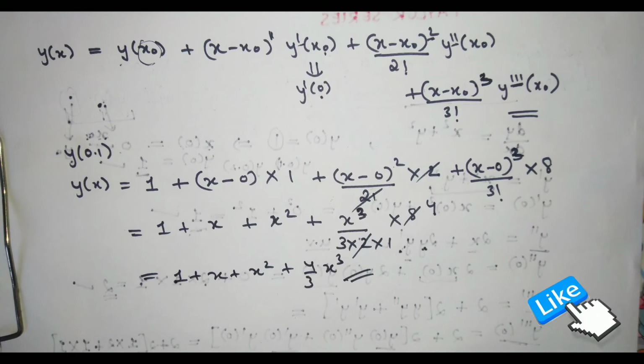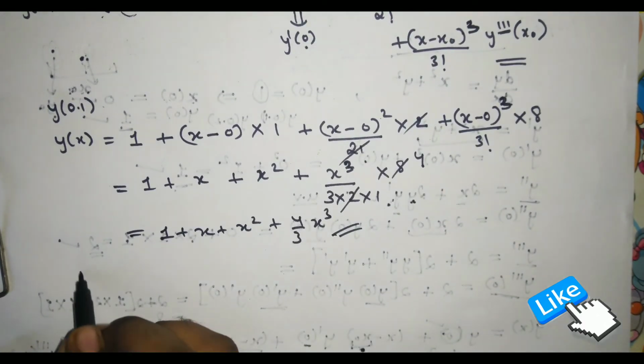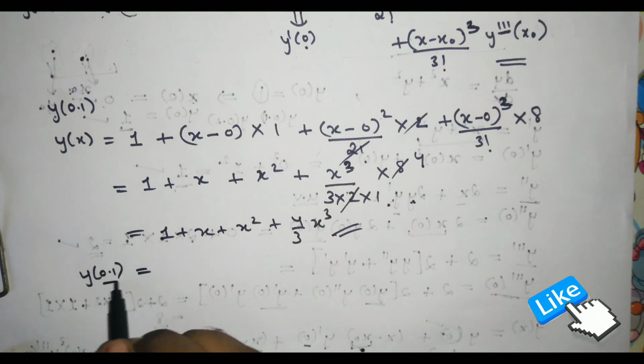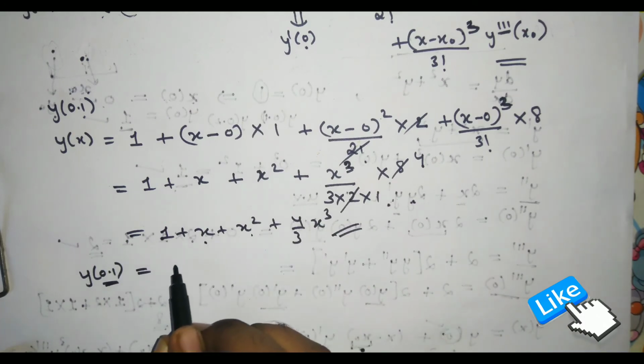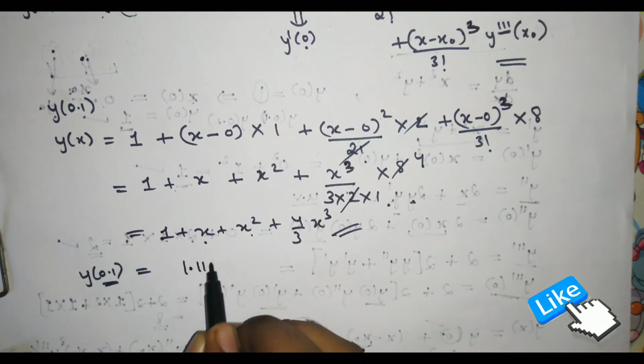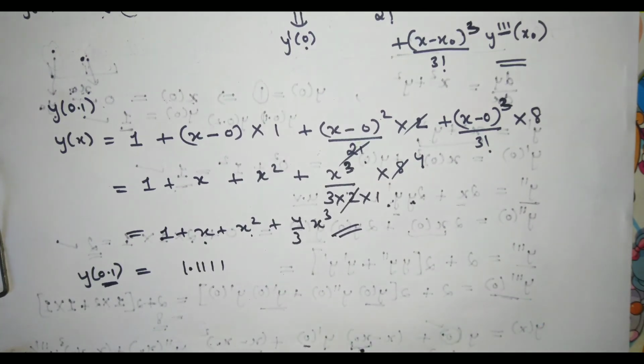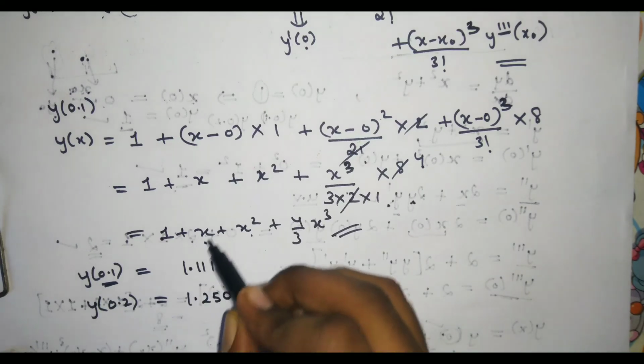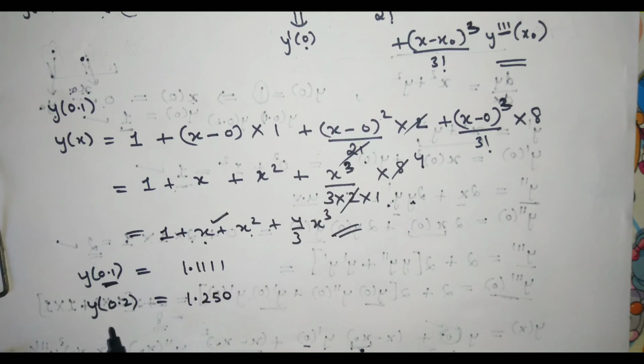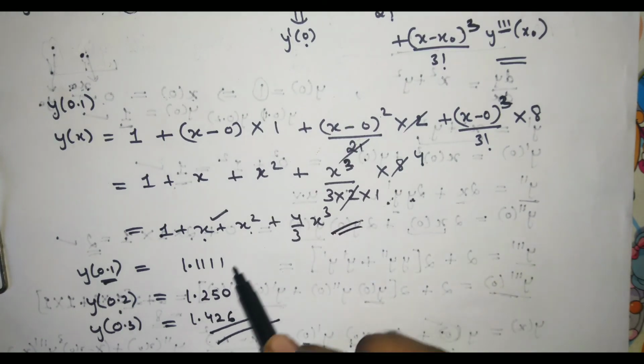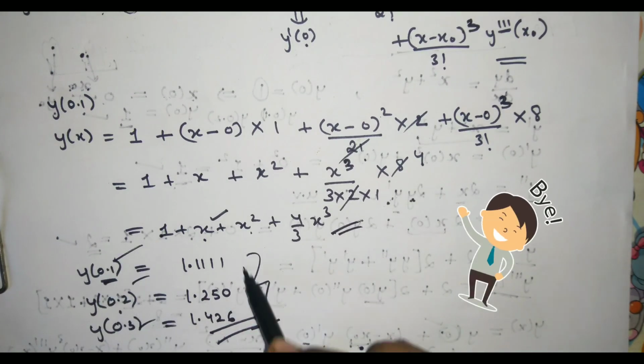Now we have to find y of 0.1. That means in place of x you have to place 0.1, and find the value. So the value of y of 0.1, value of y of 0.2, that is 1.250. Just in place of x you have to place 0.1, for this 0.2, and for y of 0.3, that is 1.426. So this is the final answer. You simplify the expression, then substitute all these values and find these values.